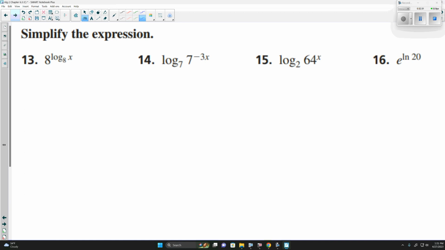Now, if we look at these here, 8 to the log base 8 of x. These two would simplify out, leaving us with x. And then 14, they would mark out to be left with x. Since the base and what's inside it are the same, it would leave us with negative 3x.